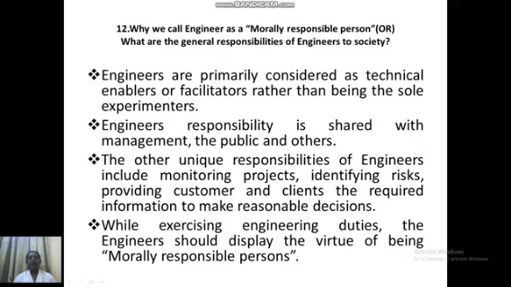12th question. Why do we call an engineer a morally responsible person, or what are the general responsibilities of engineers to society? Engineers are primarily considered as technical enablers or facilitators rather than being the sole experimenters. Engineers' responsibility is shared with management, the public and others. The other unique responsibilities of engineers include monitoring projects, identifying risks, and providing customers and clients the required information to make reasonable decisions. While exercising engineering duties, the engineers should display the virtue of being a morally responsible person.